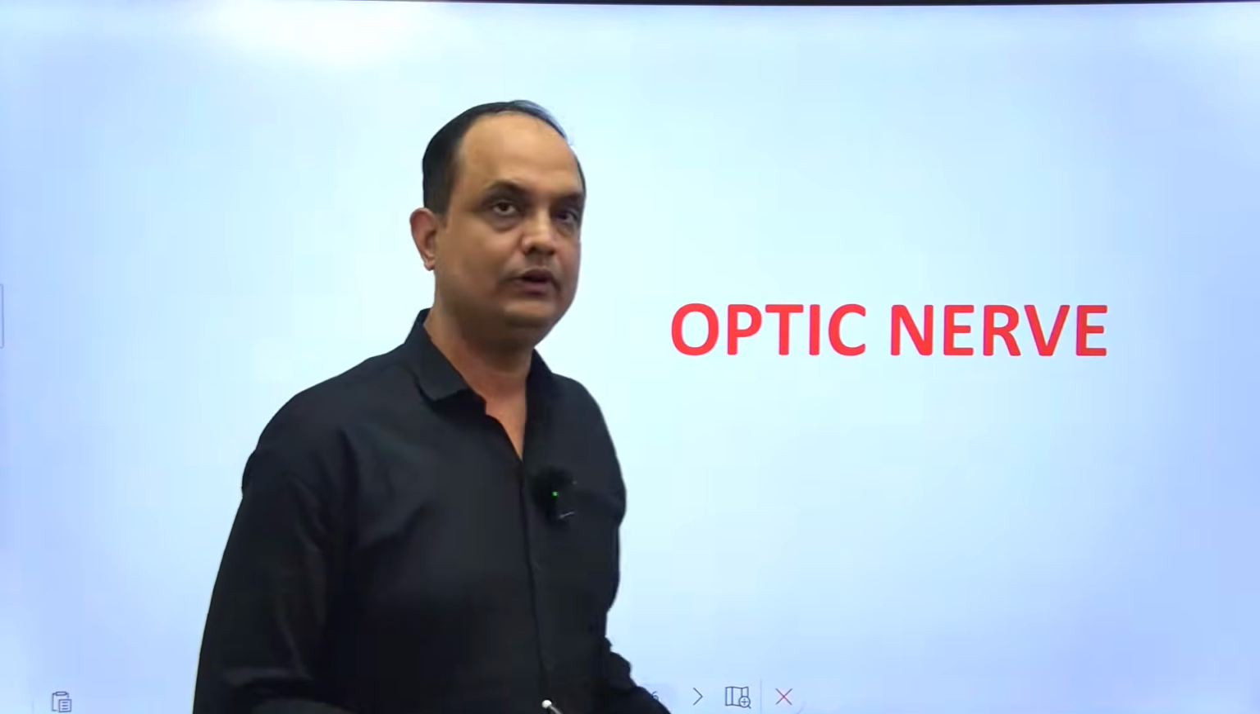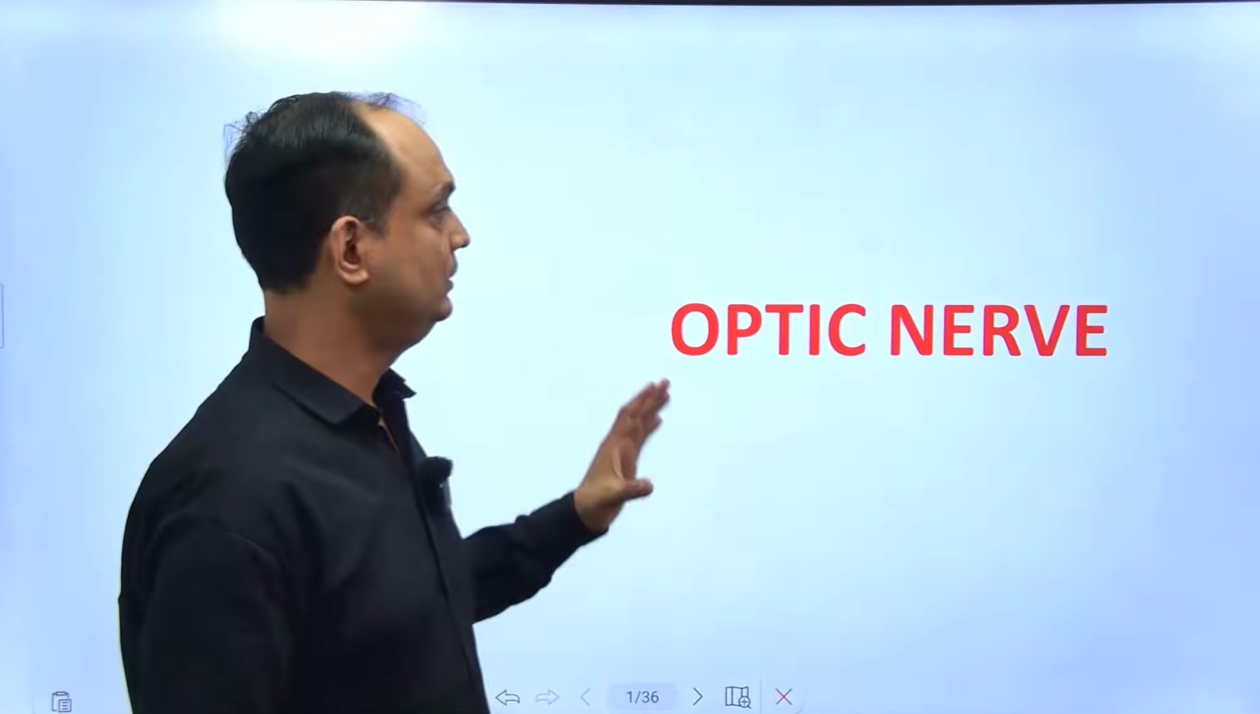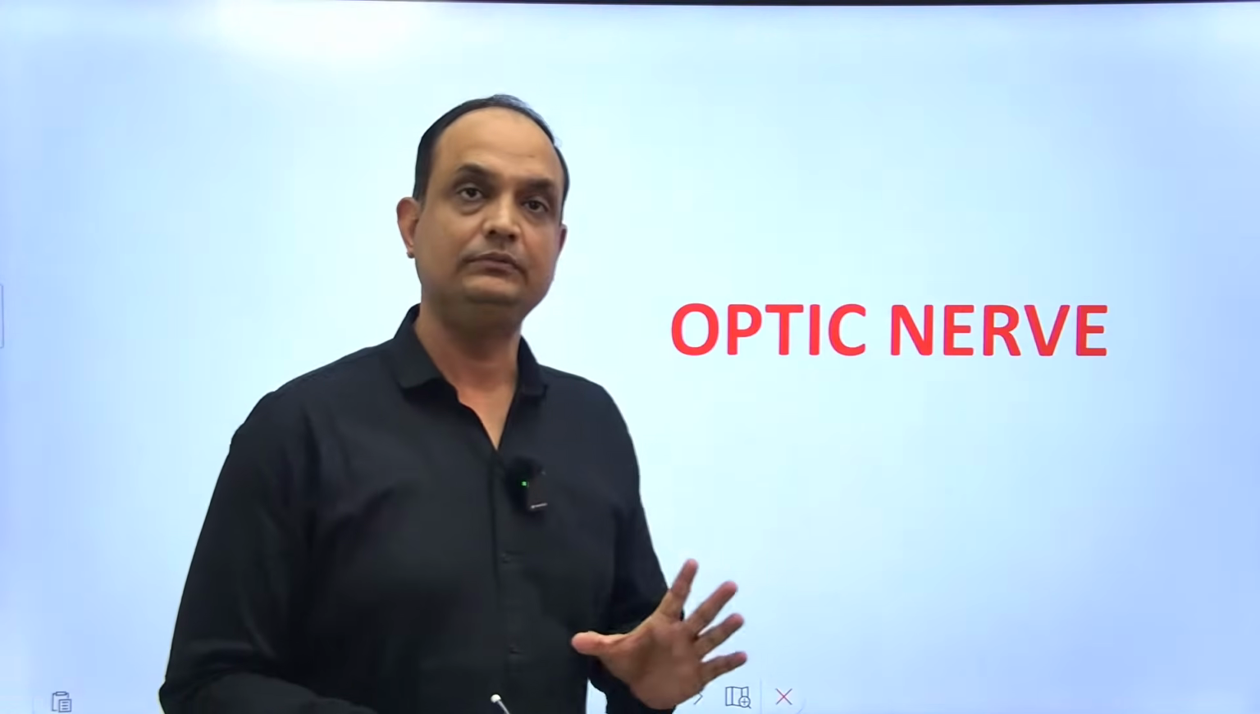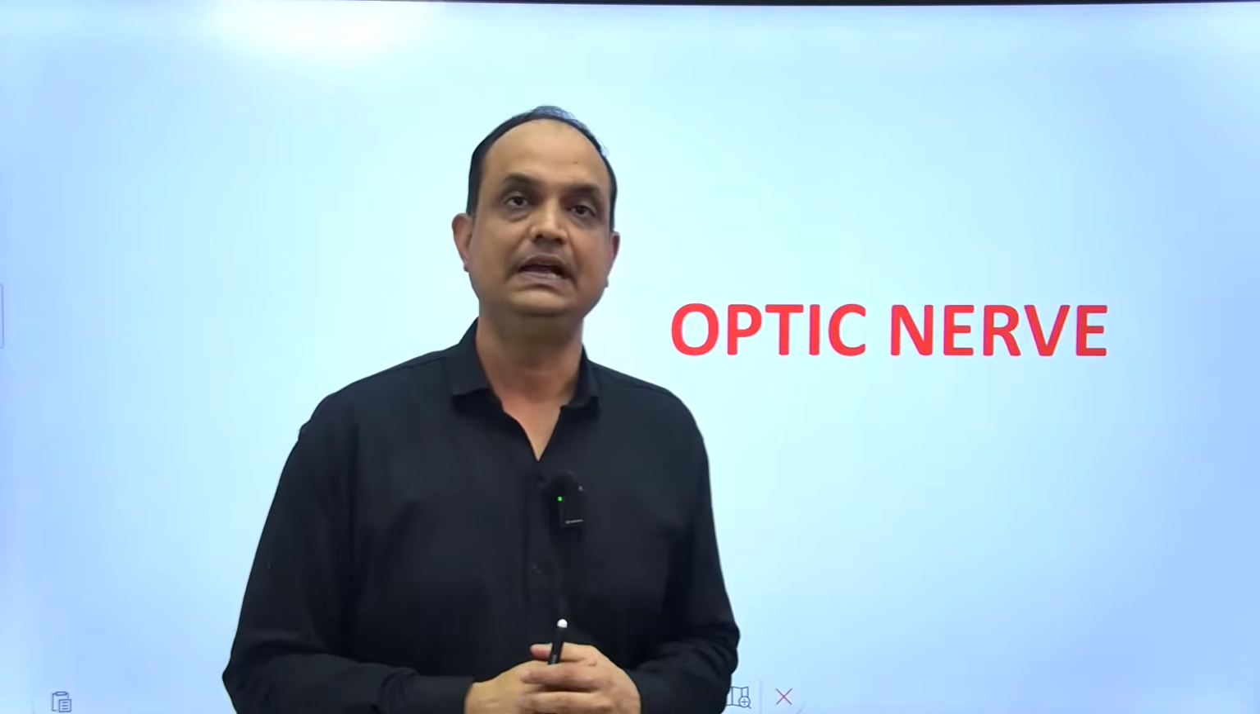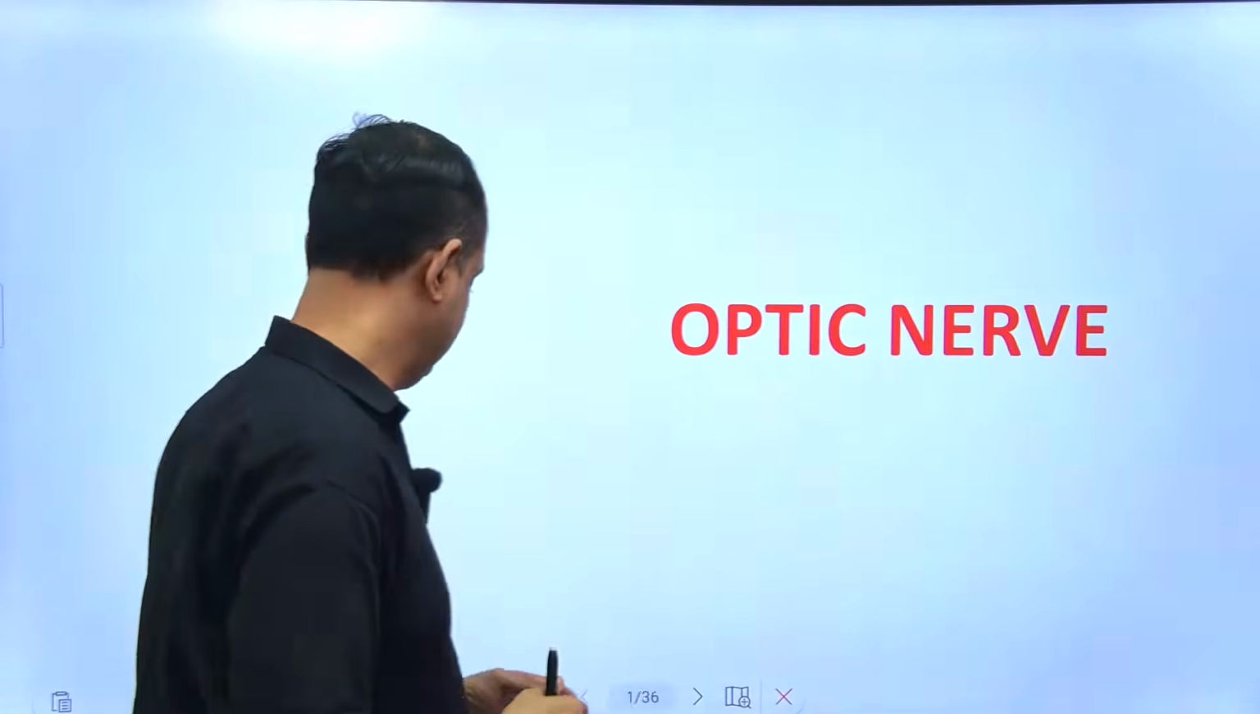So in today's video, we are going to discuss how the optic nerve comes out from the eyeball and its termination at the optic chiasma, and its relations. So let's see one by one.